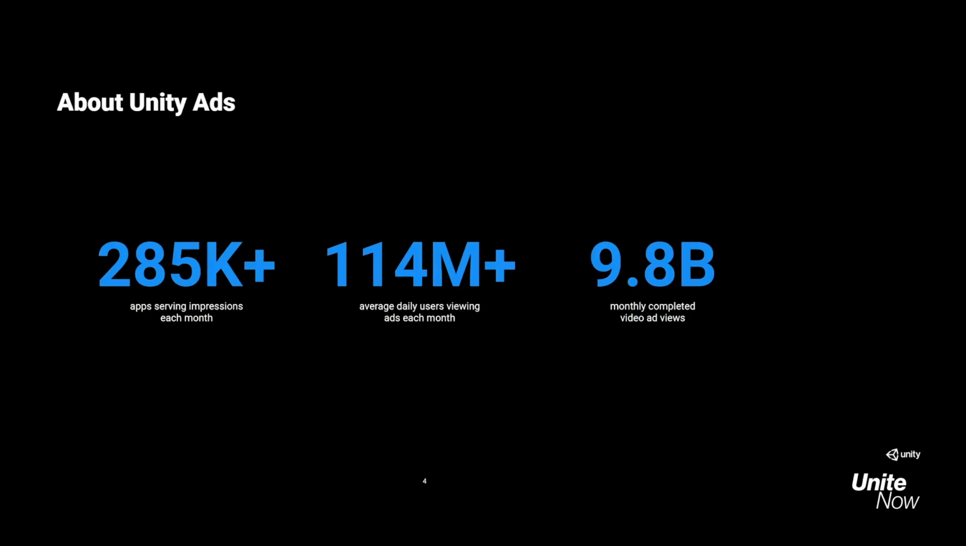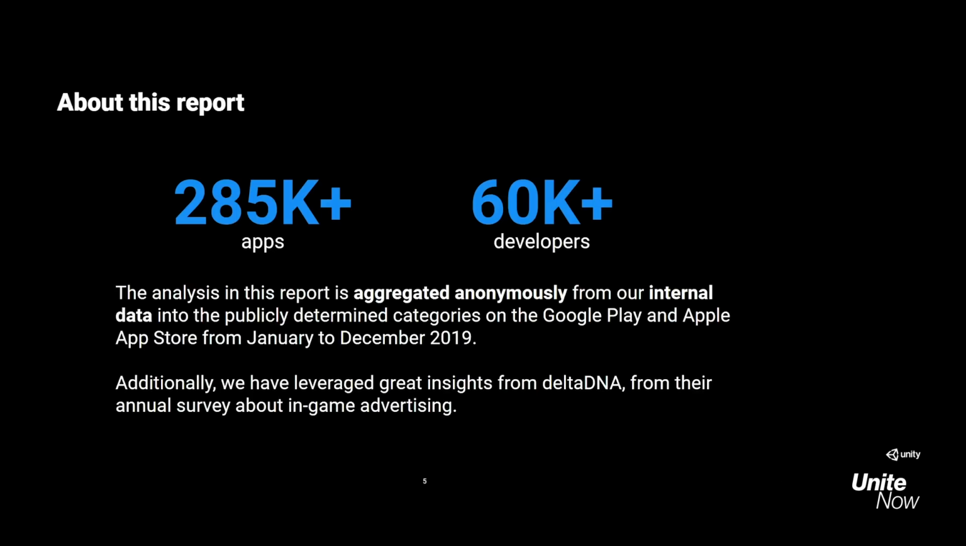Because of this scale and the many signals of data that we see from a variety of game genres, monetization styles, and advertisers, we've aggregated this data to provide unique insights on the mobile gaming industry that only Unity can provide. So I want to mention that we take developer privacy very seriously, and have worked to anonymize the data presented here by aggregating it all under publicly determined categories on the Google Play and Apple App Store. We've also teamed up with Delta DNA to glean insights from their annual survey about in-game advertising. This survey was also completely anonymized.